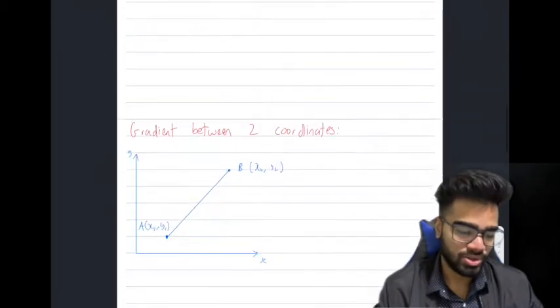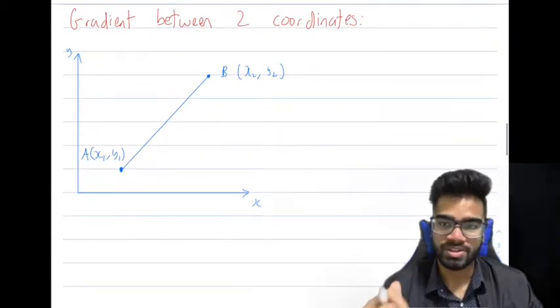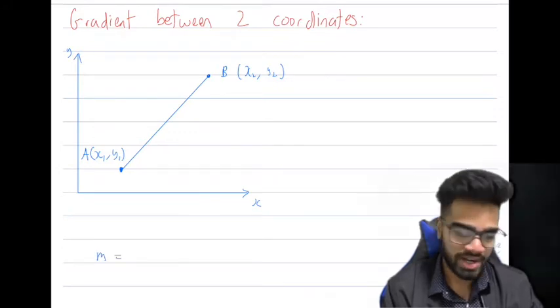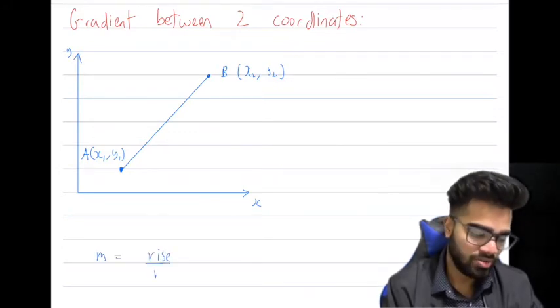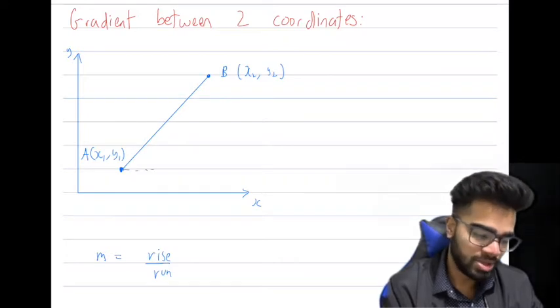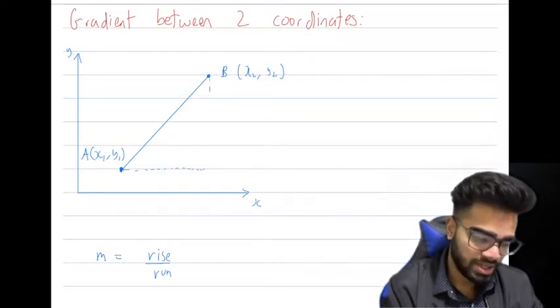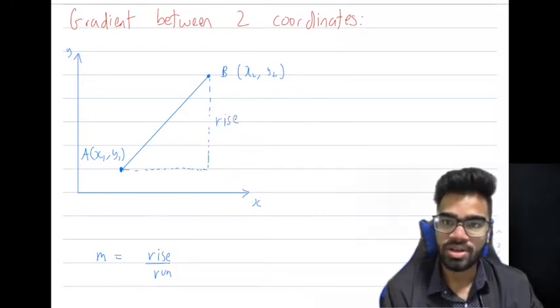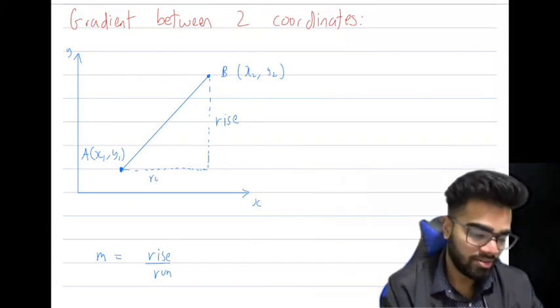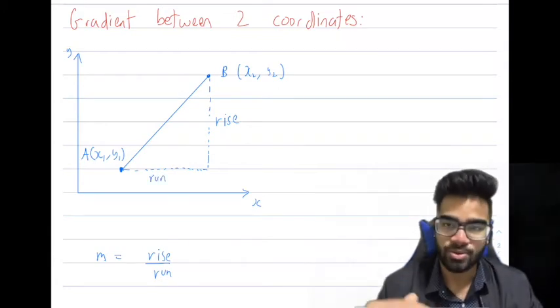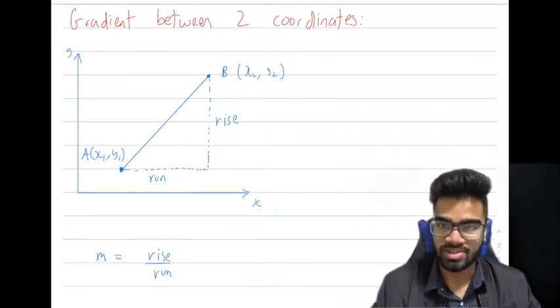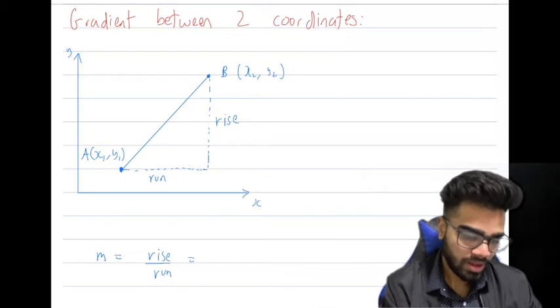So we're going to learn how to calculate gradient between 2 coordinates first. We all know that gradient, m is the symbol for gradient, is going to be rise over run. I'm going to break these 2 coordinates into a right angle triangle. Rise is how far up the graph goes, pretty much the height of the triangle, and run is how far to the right it goes, in other words the width of the triangle. So m is equal to rise over run. It's a slope.